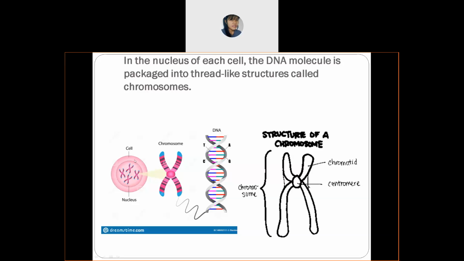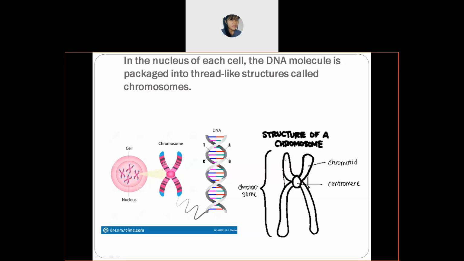Regarding this cell, inside the cell you will get a nucleus. Inside the nucleus again you will get chromosomes. So how can we identify these chromosomes? They are thread-like structures, and in this chromosome, you will get the DNA. About this DNA, I will explain to you in the next slide. For now, you know the structure of a chromosome.